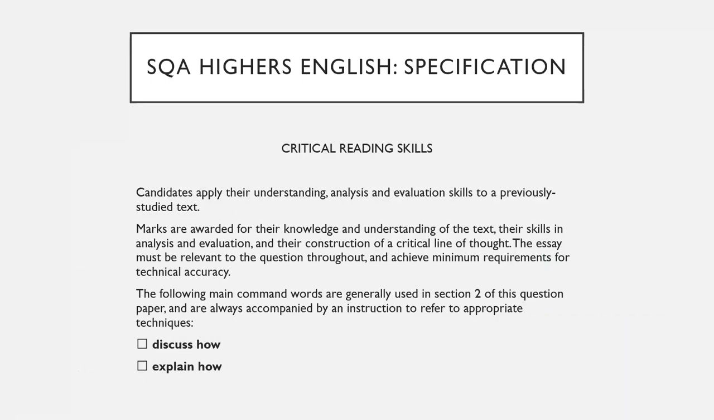So here is the SQA Higher's English specification for critical reading skills. This is a truncated version. If you've looked at the specification, it goes on for pages and pages, but I think it gives a clear sense of the task students are required to complete. There are two sections to critical reading skills, part B, a series of short questions. The first steer is this word analysis. SQA love the word analysis. It crops up throughout all of their modules. And the second steer are these two in bold at the bottom here, discuss how and explain how.